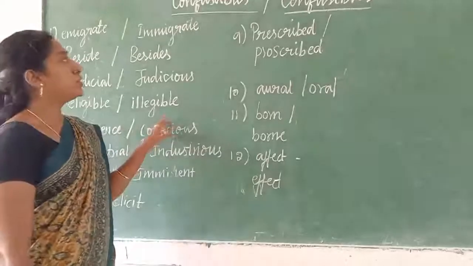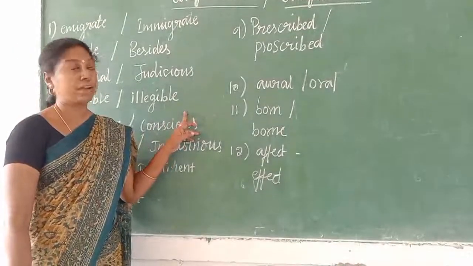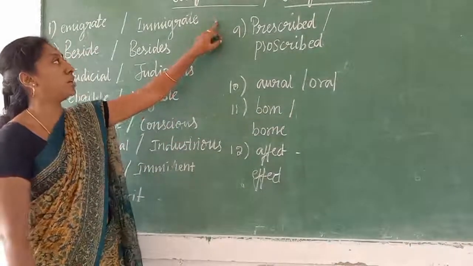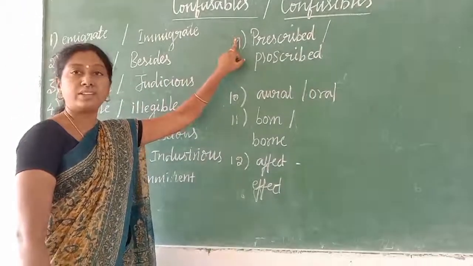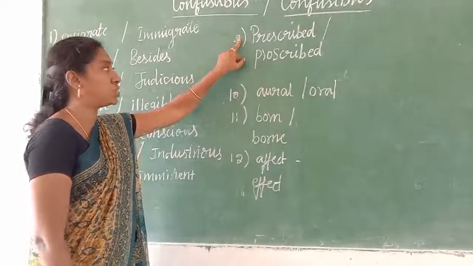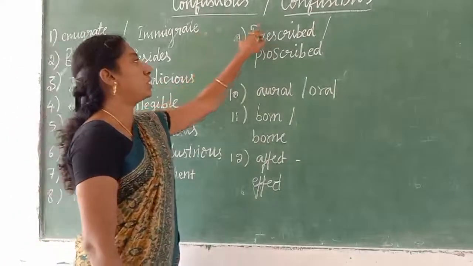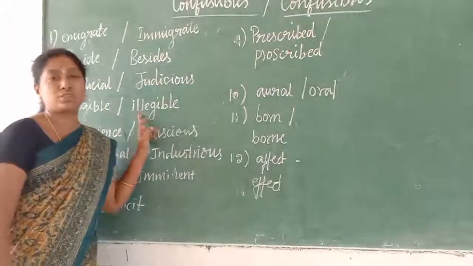Students, today we are going to see about confusables. It is in the 12th standard book pack exercises. What is the meaning of the word confusables? It means a word confused with another word. A confusable means similarities in spelling, pronunciation and meaning. That is called confusables. Okay, it is the book pack exercises in the 12th standard.